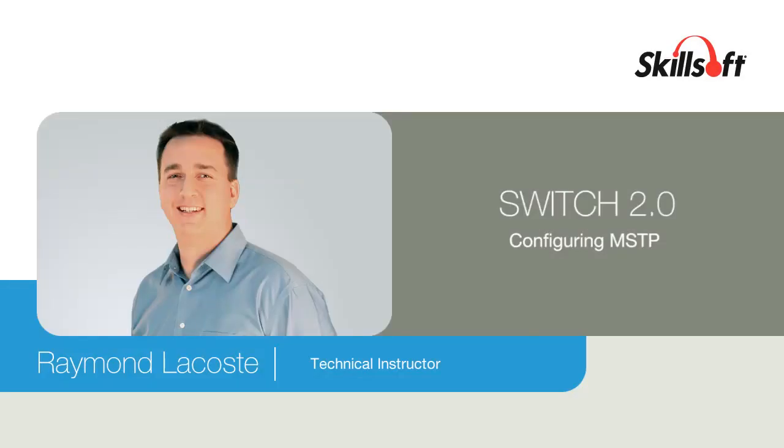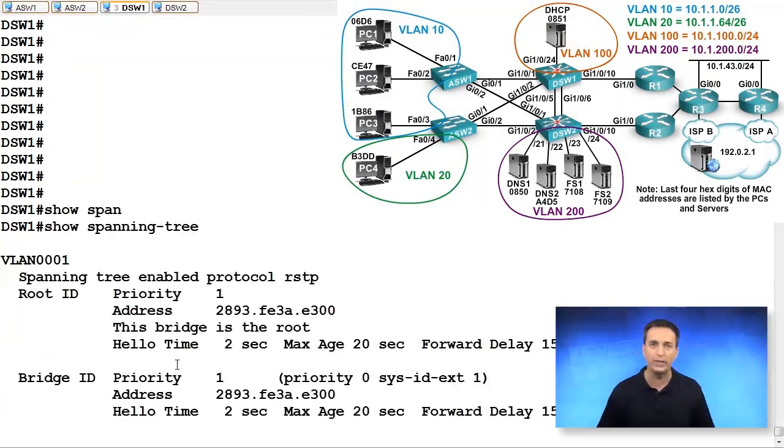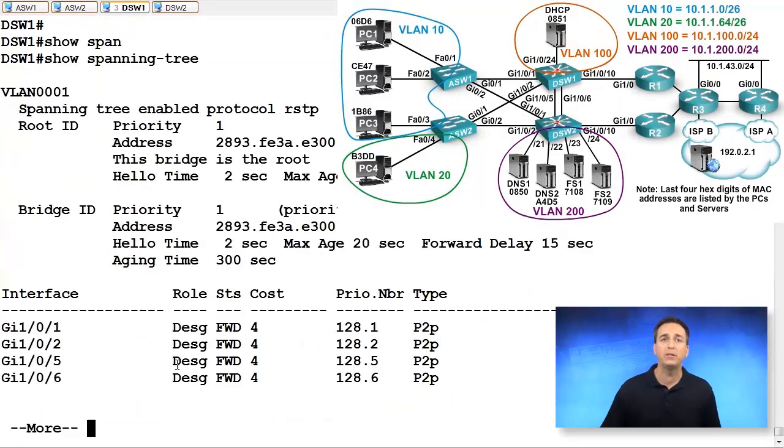Let's configure spanning tree protocol in our topology. How many VLANs do you see? Well, I see VLANs 10, 20, 100, and 200. But let's take a look at DSW1, show spanning tree. There's VLAN 1 running rapid spanning tree protocol.